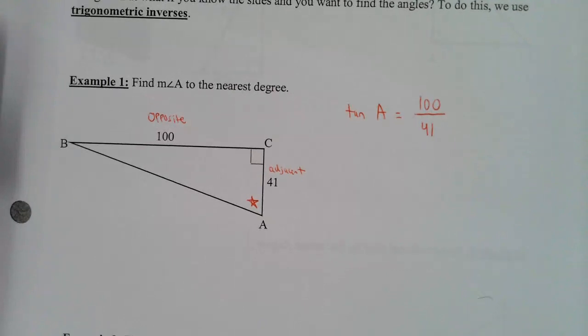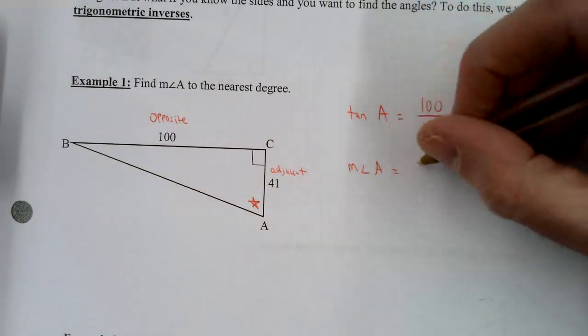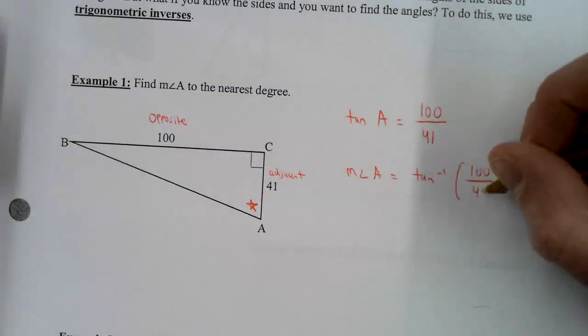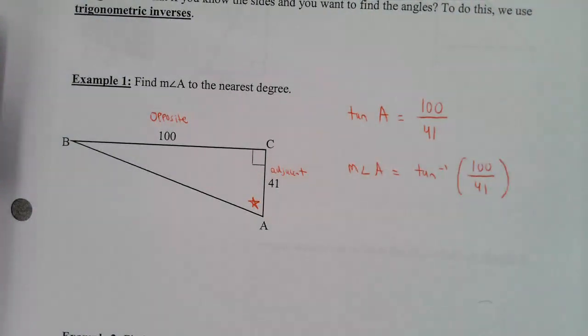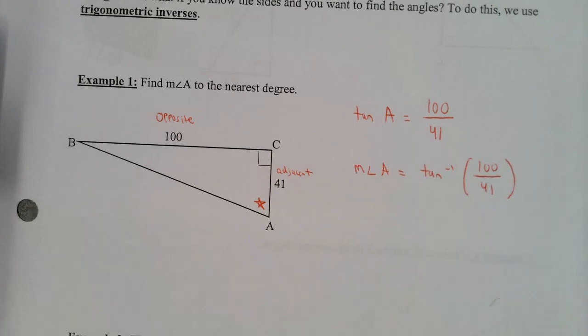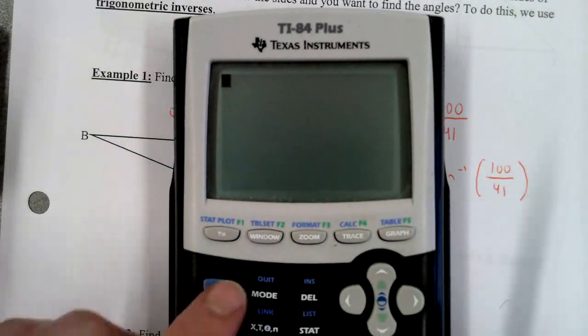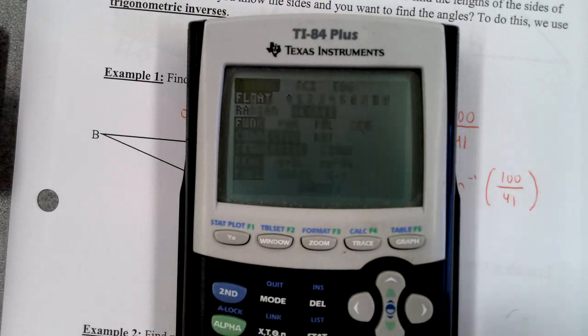Now to solve for the measure of angle A, you're going to use the trigonometric inverse. So I'm going to say the measure of angle A equals tangent inverse. That's the notation. So that's what you're going to type in your calculator. There should be a button that looks like this on your calculator. You're going to type that button, and then you're going to do 100 divided by 41. Now, I'll show you how to do it on my calculator. Your calculator might be different, of course. You have to make sure you're in degree mode on whatever calculator you're using.